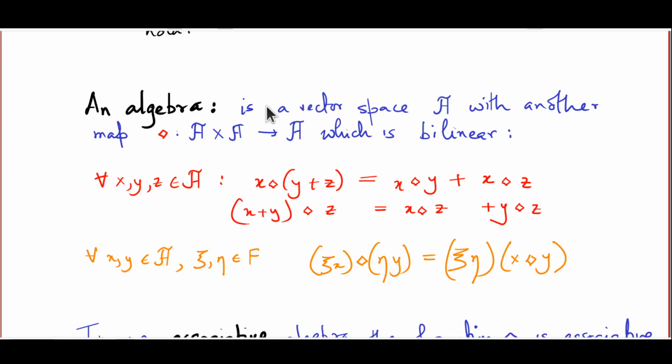And this product operation is bilinear, is linear in both its inputs, and in addition to that, it plays well with vector addition and scalar multiplication, in the sense that for all x, y, z belonging to the algebra, x diamond (y plus z) is x diamond y plus x diamond z.